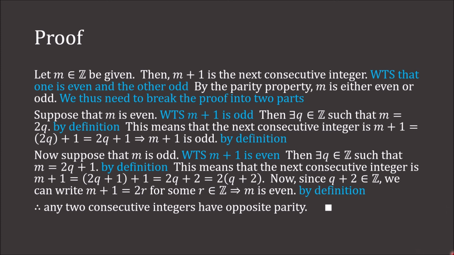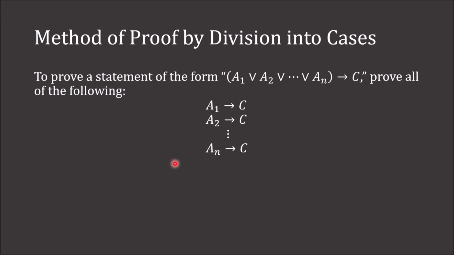So this is now the second time we've looked at a proof by division into cases. The method for this proof is fairly straightforward. It's used to prove a statement of the form if A1 or A2 or A3 and so on or An, then C. What we have to do is prove all the following: if A1 then C, if A2 then C, if A3 then C, and so on and so forth, if An then C.